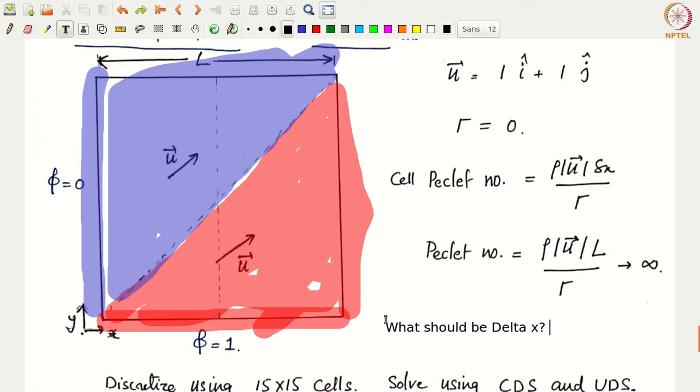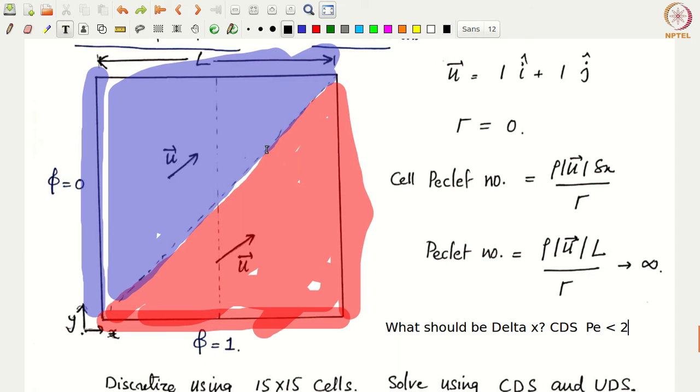What delta x should I take if I am using central difference scheme? There is no delta x I can take which satisfies this problem, because the Peclet number is infinite. That means delta x has to be 0. So even if I take smaller and smaller mesh, it will never satisfy this condition of Peclet number less than 2, because gamma itself is 0. As a result, delta x has to be also 0. But that is impossible. That means for any delta x that we take, we are going to see some kind of oscillations if you solve this problem using a central difference scheme.